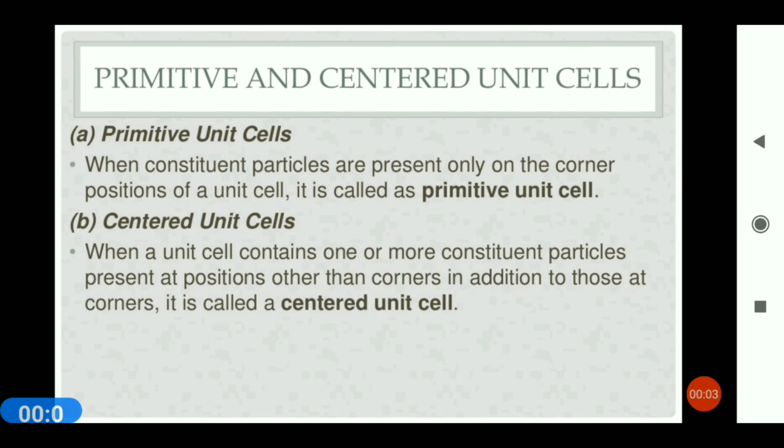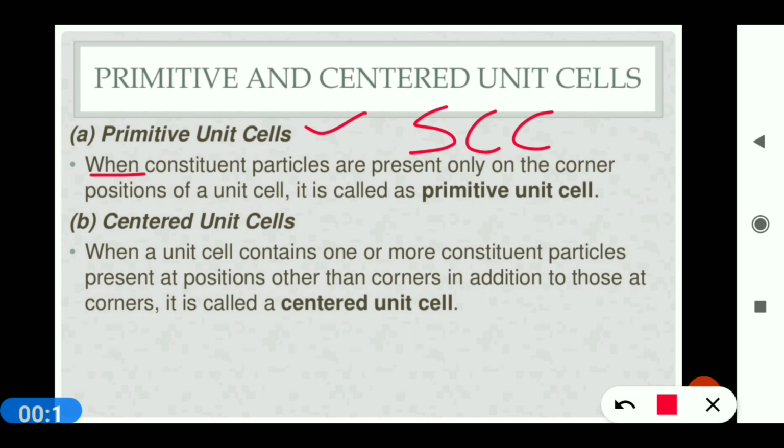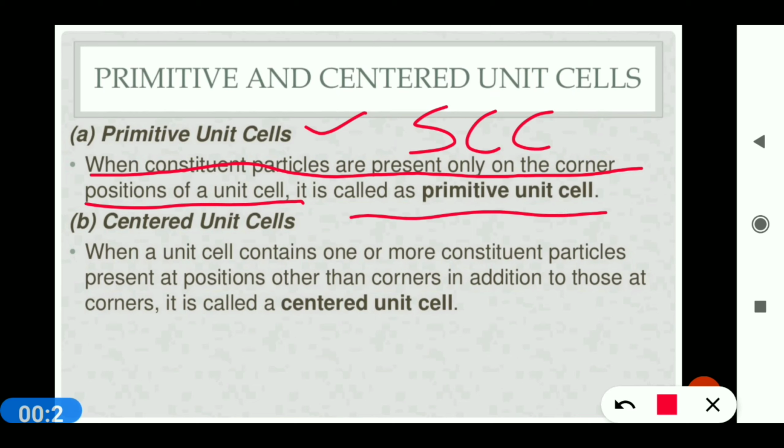So these are the definitions for the primitive and centered unit cell. The first one is the primitive unit cell, which is also known as SCC. We have discussed that particles are present at the corners. So when the constituent particles are present only at the corner positions of the unit cell, then it is called a primitive unit cell, also known as SCC. Then the second is the centered unit cell.